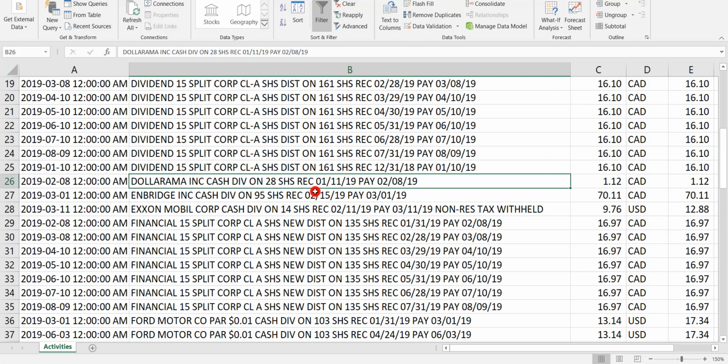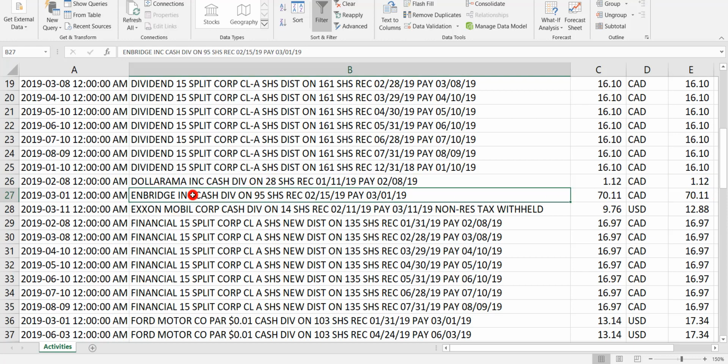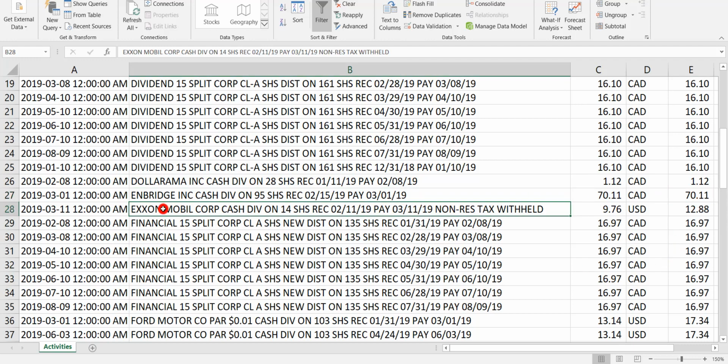Dollarama was a swing trade. I got $1.12 in dividend. Enbridge was definitely a swing trade and a good dividend play. I got $70 out of it in dividends. ExxonMobil was, if I remember, I think it was a swing trade.